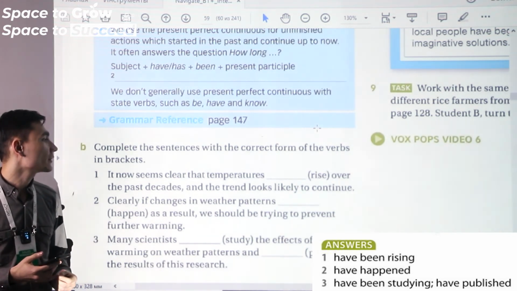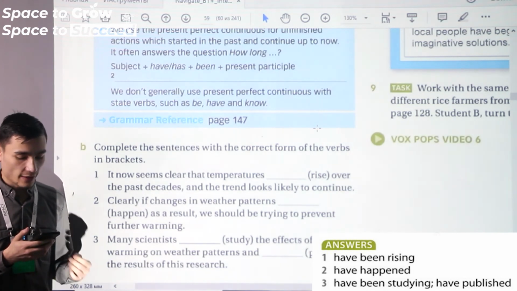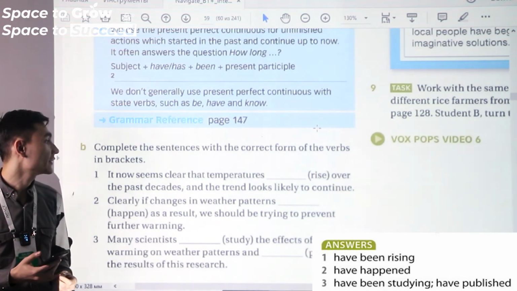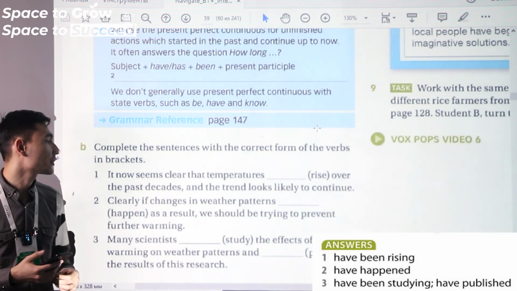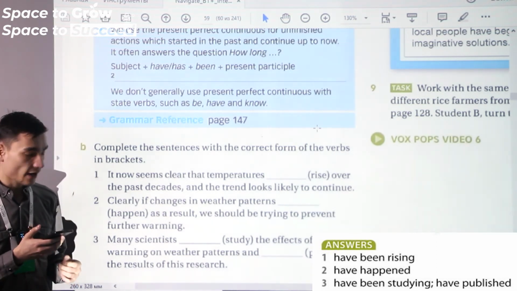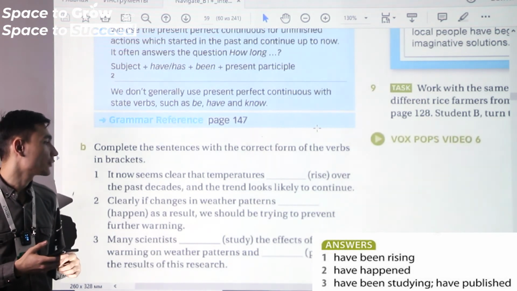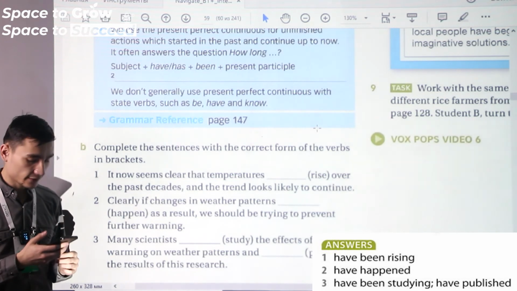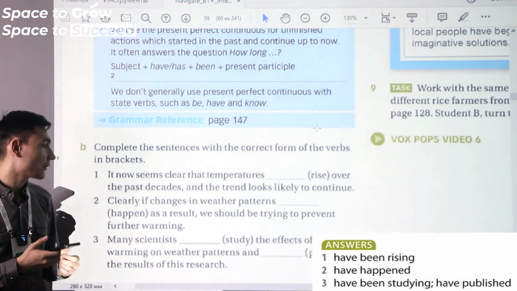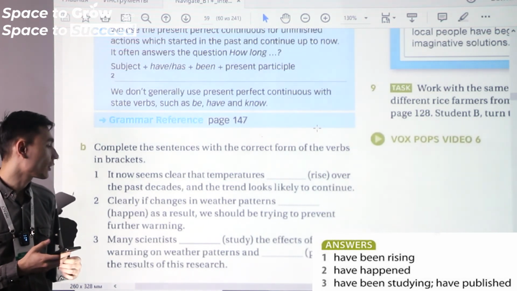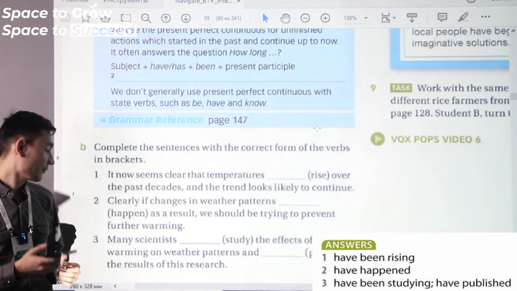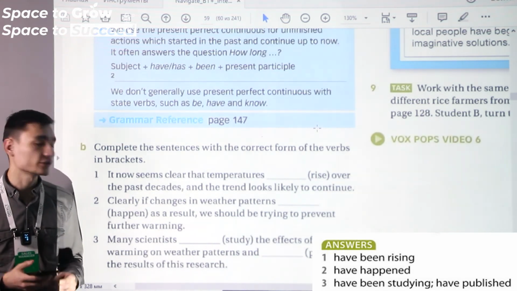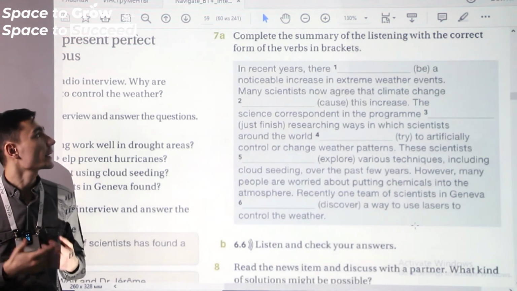1. It now seems clear that temperatures have been rising over the past decades and the trend looks likely to continue. 2. Clearly, if changes in weather patterns have happened as a result, we should be trying to prevent further warming. 3. Many scientists have been studying the effects of global warming on the weather patterns and have published the results of this research.